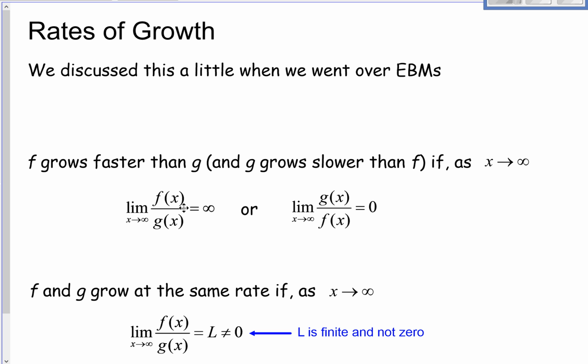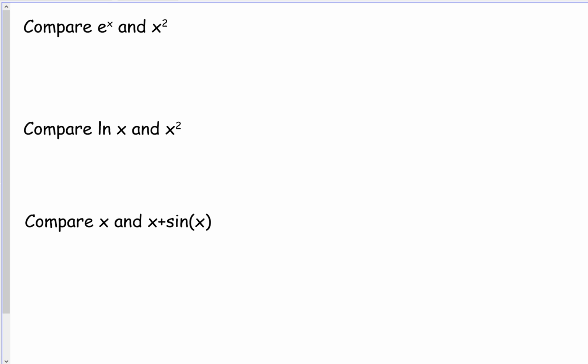So if in the comparison the limit of the ratio as x goes to infinity is equal to infinity, the top is growing faster. If that limit equals 0, then the top is growing slower, or the bottom is growing faster. The way I know that they grow at the same rate is if the limit exists and is some number that's not 0. So, some examples of this. Most of these are ones where we can pretty easily tell which one's bigger. This is just to give you an idea of how this works.